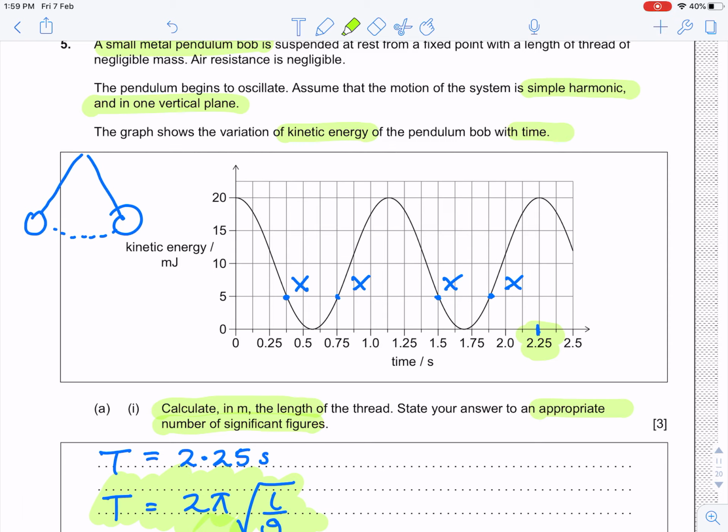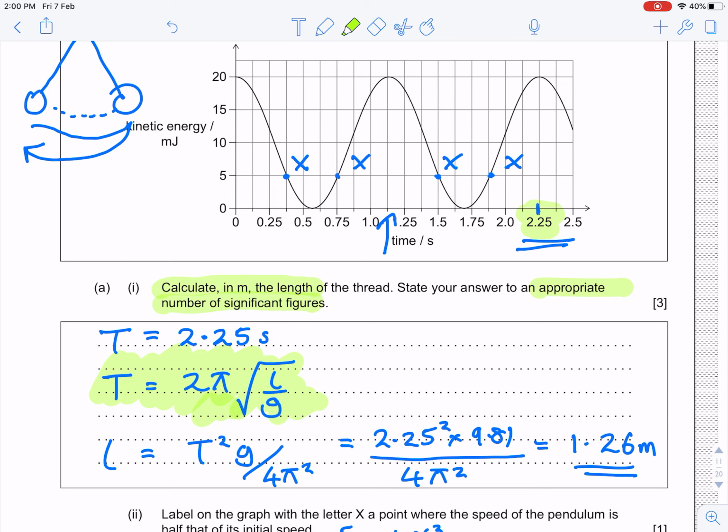There's a common mistake here that loads of people think the period time is actually this point here. But if we just sketched an example of one complete oscillation, the pendulum would go all the way there and then back again like that. And so you can look at this graph and see that the kinetic energy goes from a maximum to a minimum, maximum, minimum, and maximum again in one complete cycle. It starts off minimum all the way back and so forth. So the period time is 2.25 seconds.